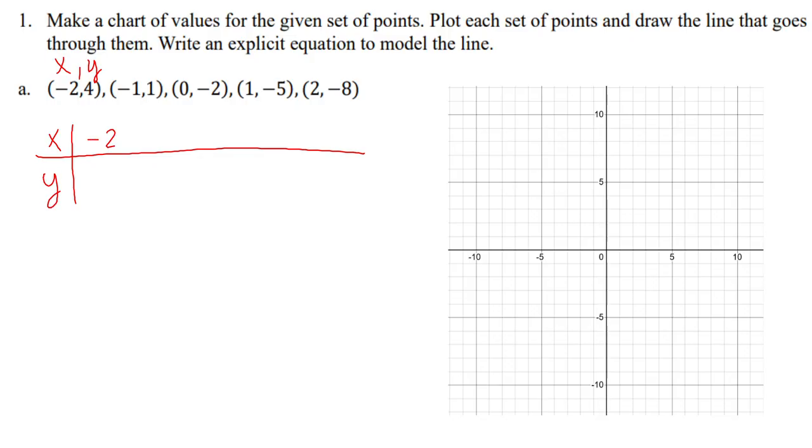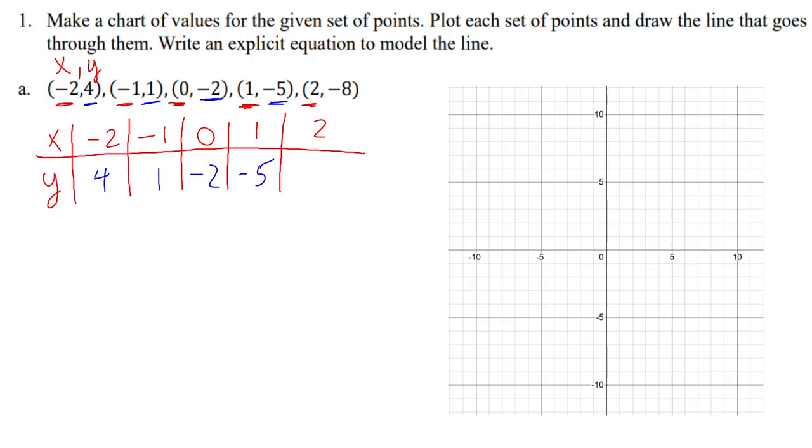Our x values are -2 right here, -1 right here, 0, 1, and 2. So our chart should contain all of those values for our x's. And then for our y values, our chart should contain 4 with the -2, 1 with the -1, -2 with the 0, -5, and then -8. And the next thing it asks us to do is to plot each set of points. So we're going to plot all the points.